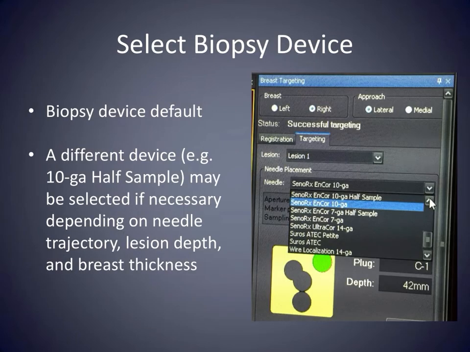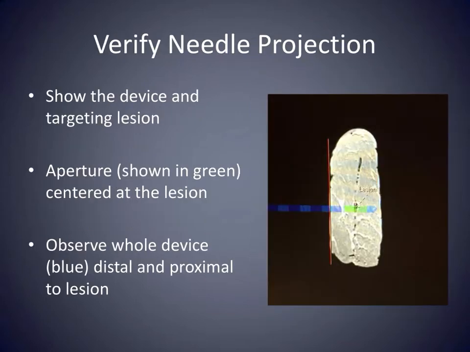Now that we have provided the computer software with information on your target lesion and your reference points, now we need to select the biopsy device. Look on the right-hand side of the computer screen again. Under the Targeting tab, you will be able to select which type of needle, what gauge, and whether you're doing a full or a half size sample depending on the target lesion location, as well as the breast thickness. The computer will then show you the biopsy device in relationship to the targeted lesion.